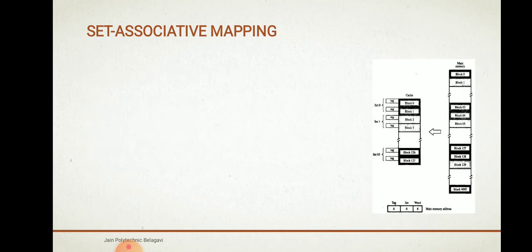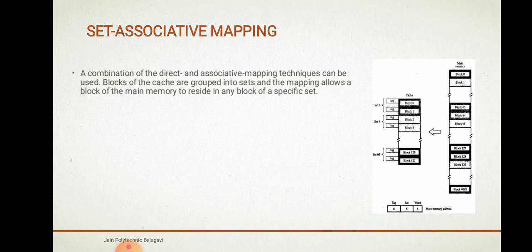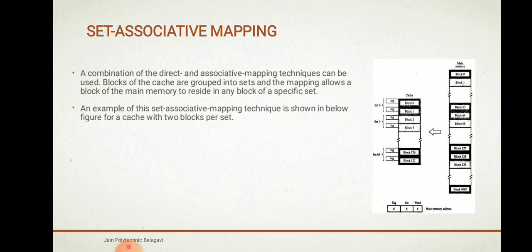Now the next technique that we are going to see is set associative mapping. The diagram shows set associative mapping. It is a combination of both direct and associative mapping techniques. Here, the blocks of the cache are grouped into sets, and the mapping allows a block of main memory to reside in any block of a specific set. We'll go through an example.